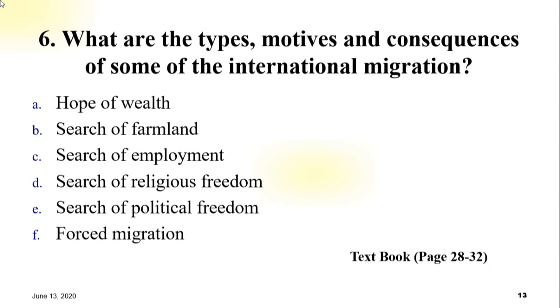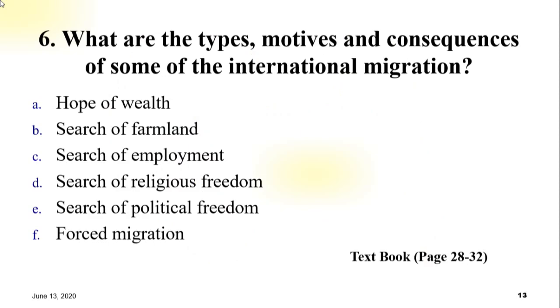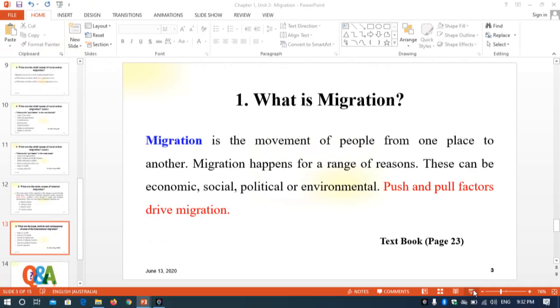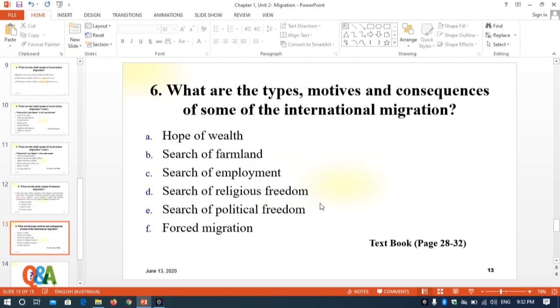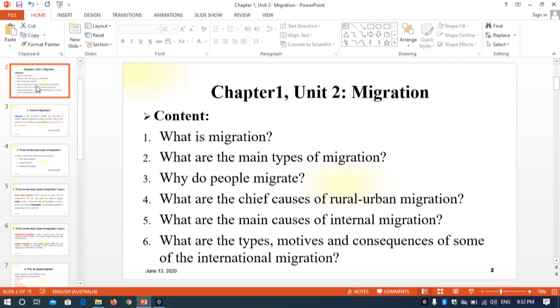So now, you have to read the textbook on pages 28 to 32. Now I would like to introduce my content one by one again. As I told you, the first slide is about what is migration. You see in the slide what the main types of migration are, and why people migrate. The 3 types of migration you will see in number 4, number 5, and number 6.